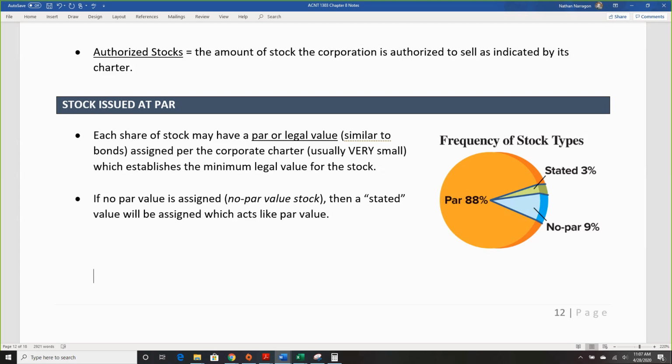There's also types of stock known as no par. And no par has basically the value of what we trade that stock for. And of course, then there's stated. Stated value acts like par. Be careful, the books love to throw those three items. So for most companies, they'll do it par.